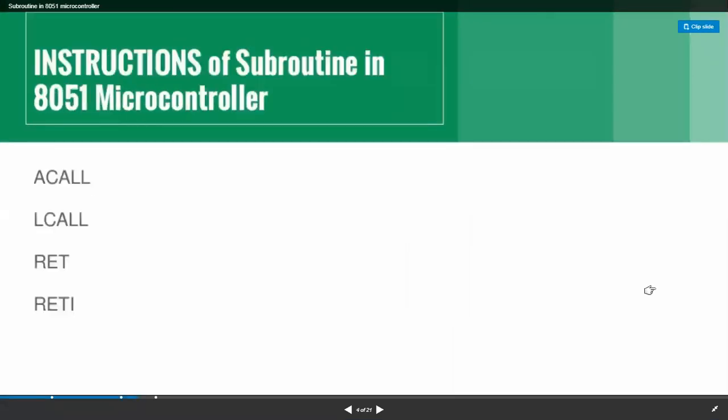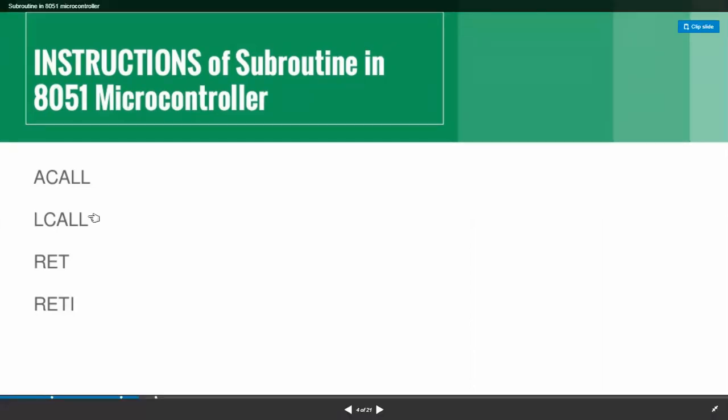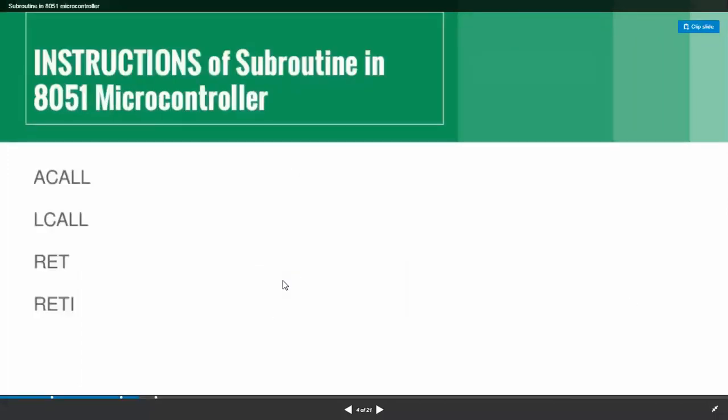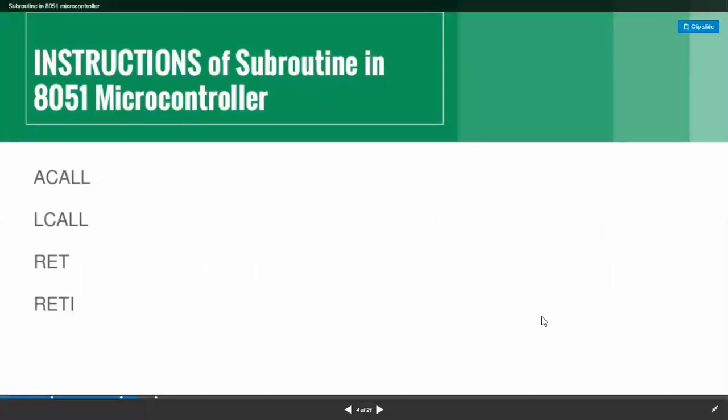Then, what are the instructions I have? Subroutine instructions: I have ACALL, LCALL, RET, RETI. Four instructions. As I have discussed, there is a call instruction and there is a return instruction.